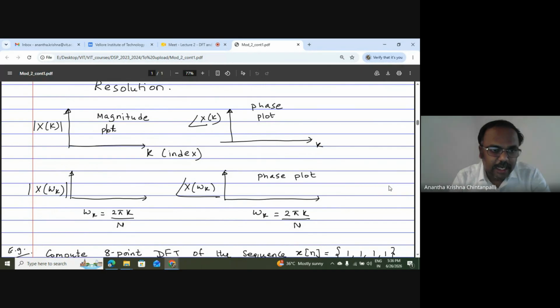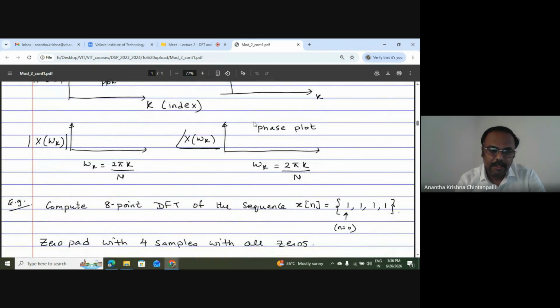Now again, X of k, as I mentioned before, has a magnitude as well as a phase response. The x-axis here is the k index. Now if you want to put it in the frequency response, you can put it in the frequency with the transformation of 2 pi k by N.